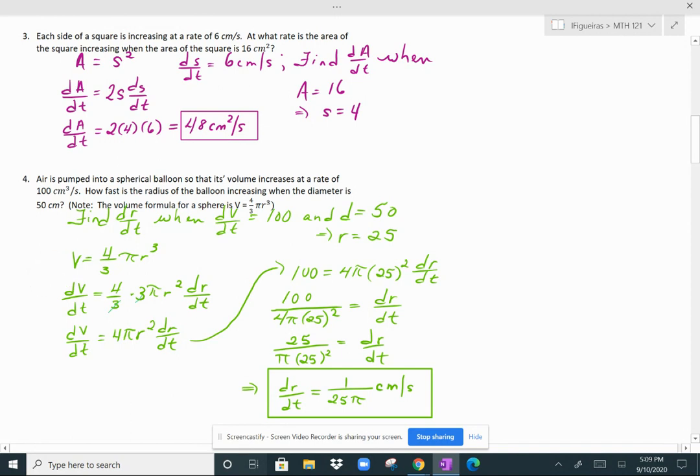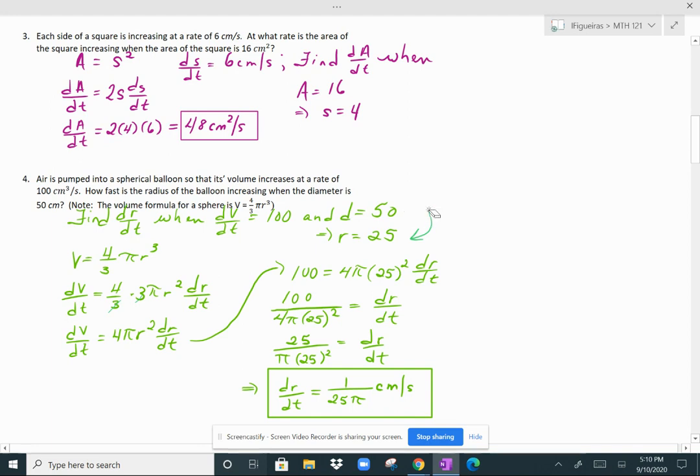Okay, so in order to solve this, we have to figure out what we know and what we are trying to figure out. You're told that the volume increases at 100 centimeters cubed per second. That's given here. That is your dV/dt. Because the unit of measure gives it away, it says the volume increases. That means it's a rate of change for volume. And you want to find how fast the radius increases. So I want to find dr/dt, when dV/dt is 100 and you're told that the diameter is 50 centimeters. But notice that in my formula, I don't have a diameter, I have a radius. So if the diameter is 50, my radius is half of that, which is 25.